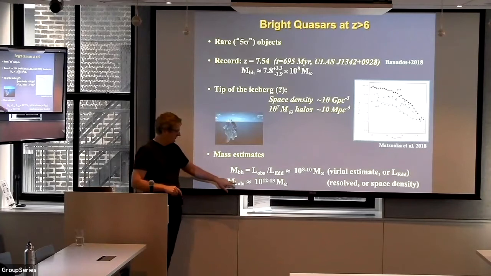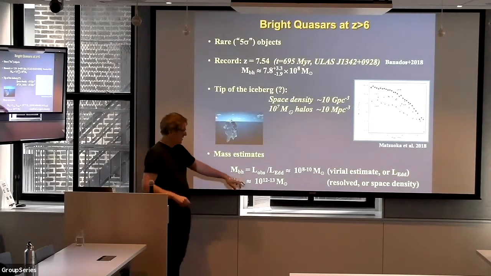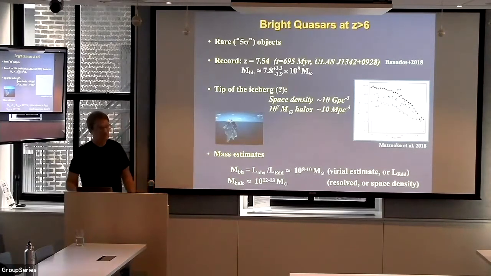They're hosted by very large halos. These halos are sometimes resolved. I mean, the host galaxies are resolved in radio, and you can estimate masses or velocity dispersions. They're very large Milky Way sized halos at redshift of 6 or 7. And they're quite evolved. They have solar metallicity.